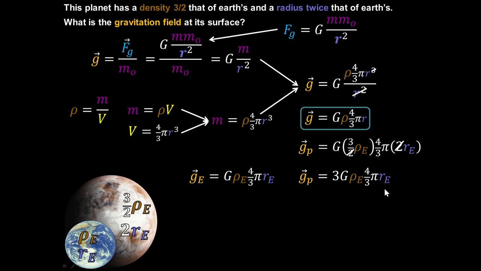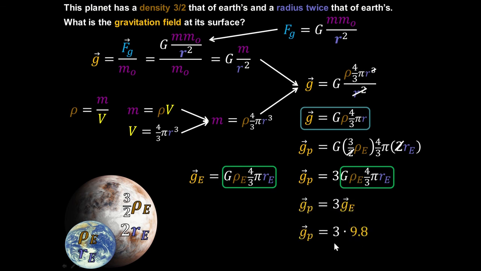The reason I didn't want to cancel those 3's is because the gravitational field of Earth had a 3 in it. So this is the gravitational field of Earth. This is the gravitational field of Earth. So we see that the gravitational field of our planet is going to be 3 times the gravitational field of Earth. Or just 3 times 9.8, 29.4 meters per second squared. That was a doozy, but maybe go through that again on your own.